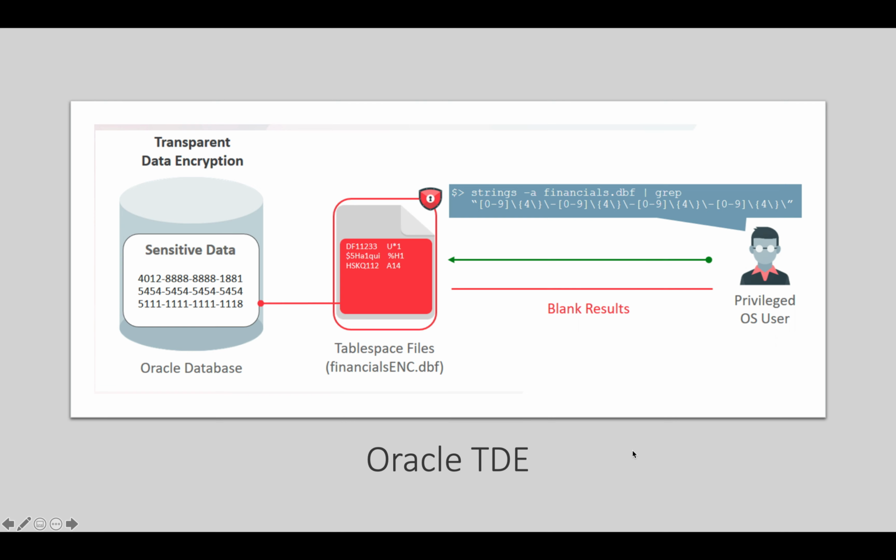Guys, always remember when we are talking about TDE, we are talking about data at rest. Data at rest means the data at rest is encrypted. The data in transit is different from data at rest, right? And when I'm saying data at rest, all I mean is the data which is residing in your storage or the data which is on your database files.